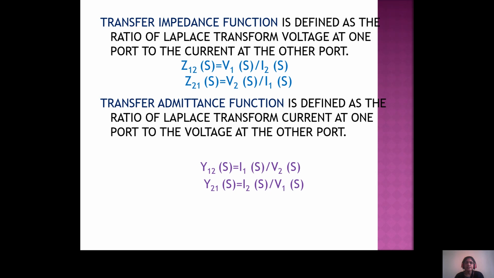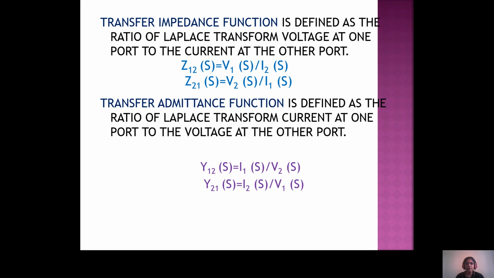So Z12(s) = V1(s)/I2(s), and Z21(s) = V2(s)/I1(s). So the transfer impedance function is defined as the ratio of the Laplace transform of the voltage at one port to the current at the other port: the voltage of the first port and the current at the other port. So Z12(s) = V1(s)/I2(s), and Z21(s) = V2(s)/I1(s). Same thing, this is the impedance function.